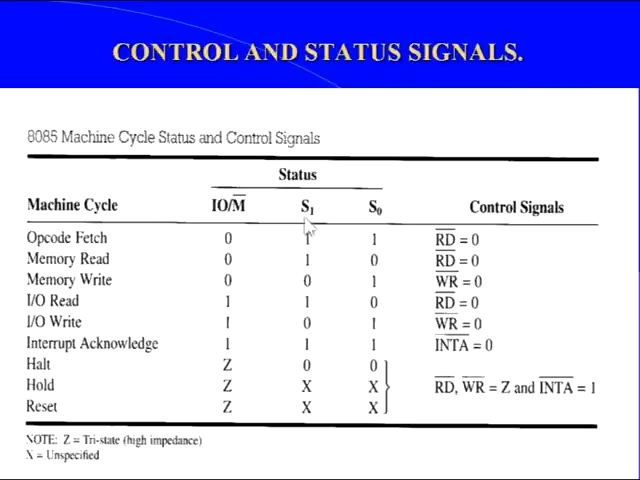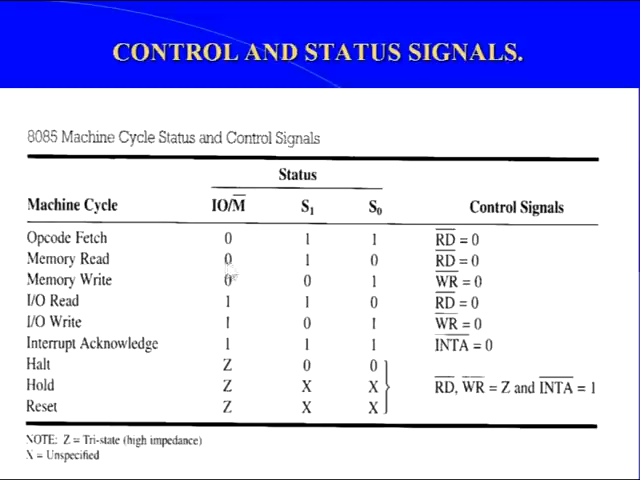And this table shows the status of the signals IO bar/M, S1 and S0 during the different operations performed by the microprocessor. During the opcode fetch, IO bar/M is 0 because either it is an opcode or it is data, it is stored in memory. So it should be 0. Then both S1 and S0 must be high.